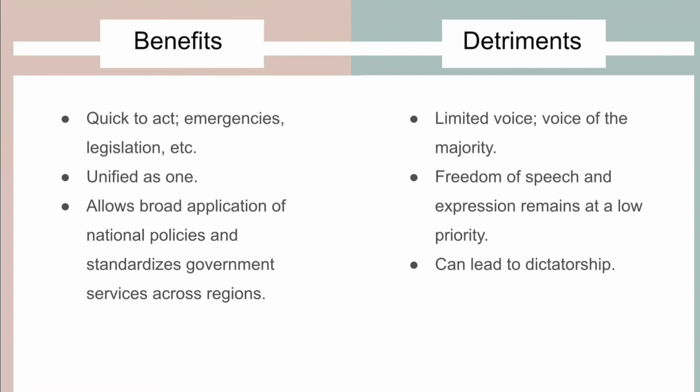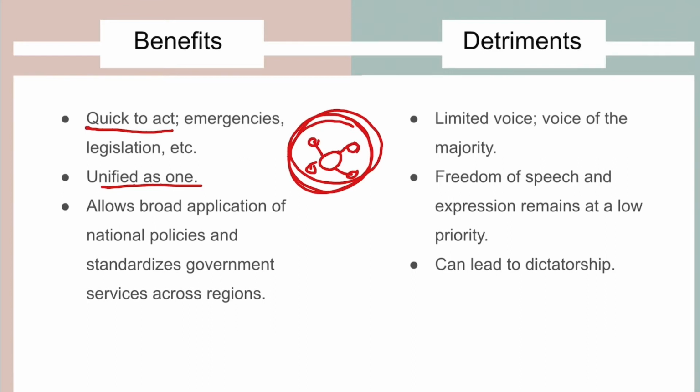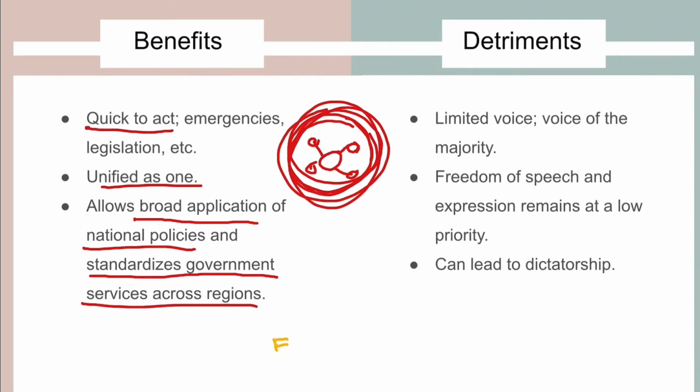So the benefit would be they're quick to act in emergencies and when passing laws, and the nation would be more unified as one nation since there's one government. And another benefit would be that it allows a broad application of national policies and standardized government services across regions. Say education, maybe there's a policy for better education, and so this policy would apply to the whole nation and not just one specific location.